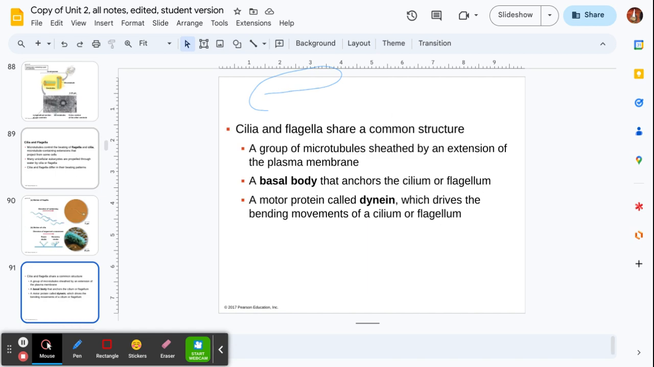Cilia and flagella have a common structure. They have a group of microtubules. Again, it's just is it long or is it short? At the base where the microtubule attaches to the cell membrane, it's a little bit wider, and that anchors the microtubule to the cell. That's called the basal body. There are proteins that will help the flagella or the cilia actually bend. And that's called dynein.